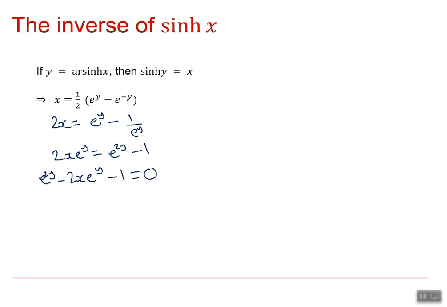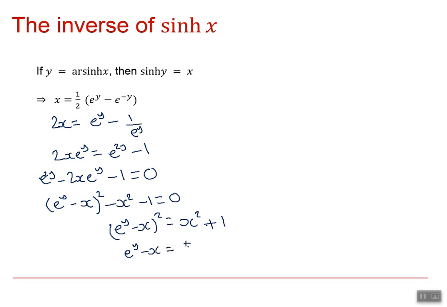And now you can see we have a quadratic in e to the y. We're going to complete the square. e to the y minus x, so it's exactly the same. Here the coefficient is 2x, so half of that is x, squared, minus x squared minus 1 equals 0. And now if we rearrange, e to the y minus x equals plus or minus the square root of x squared plus 1. So e to the y is x plus or minus the square root of x squared plus 1. Remember, what we want is this y to be the subject of the formula, not e to the y. So we're going to need to take the natural log of both sides.